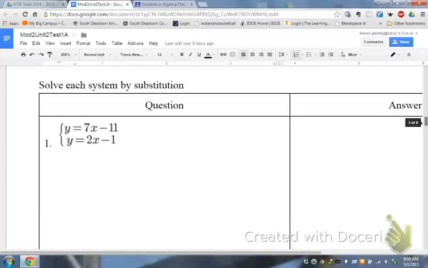Remember in substitution, and we talked about this in class if you remember, means replace. When I'm gone as a teacher, someone comes in and takes my place. I'm gone, and they're where I'm supposed to be. That's what we want to do in substitution.